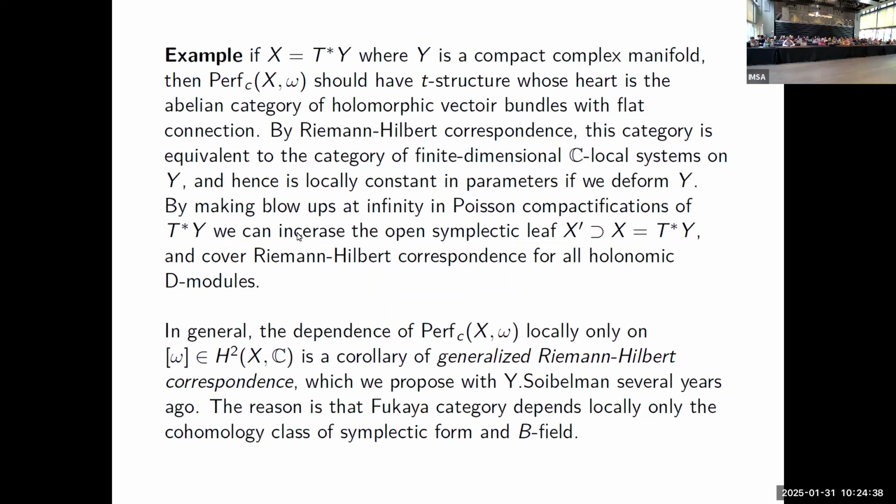So what is an example of this story? We take a tangent bundle to a complex manifold. We can compactify it simply using projectivization at infinity, so we get a well-defined notion, and then it's natural to expect that this category will be D-modules with zero singular support, or zero section support, or it has a chart which is a category bundle with flat connection. And then by the usual Riemann correspondence, this category is the same as finite dimensional representations of the fundamental group, and it's locally constant if you deform the variety.